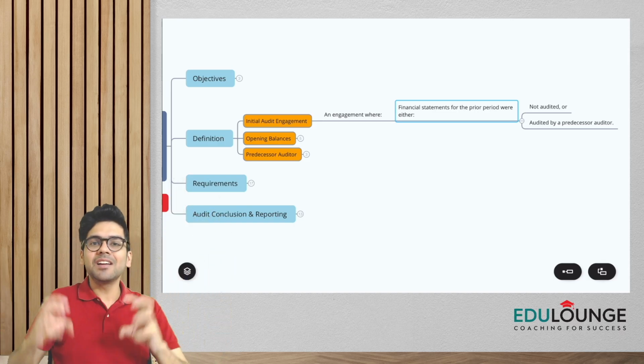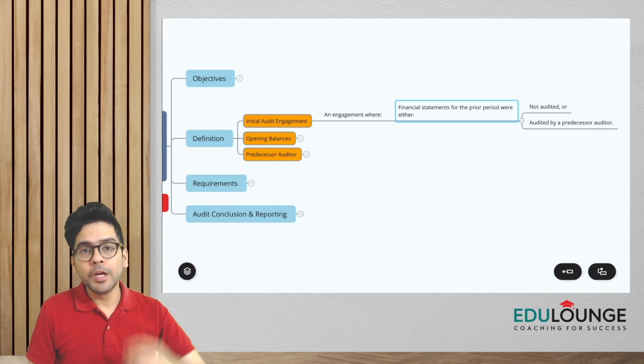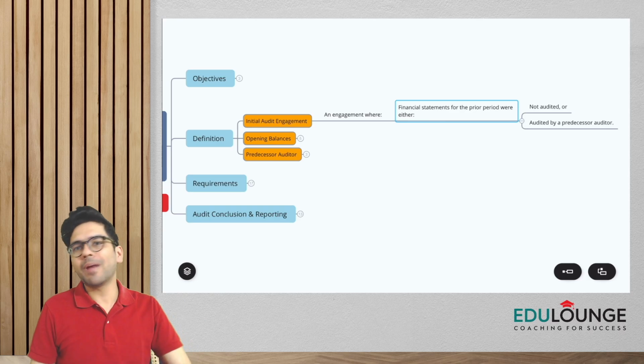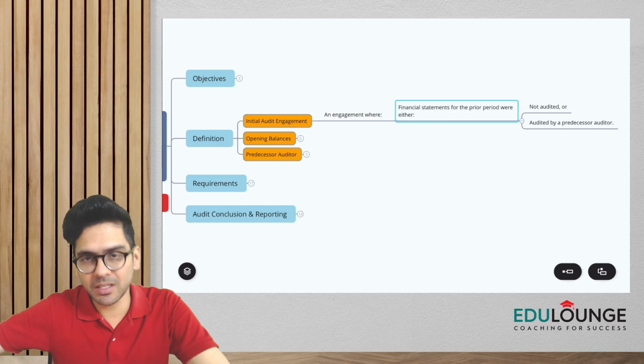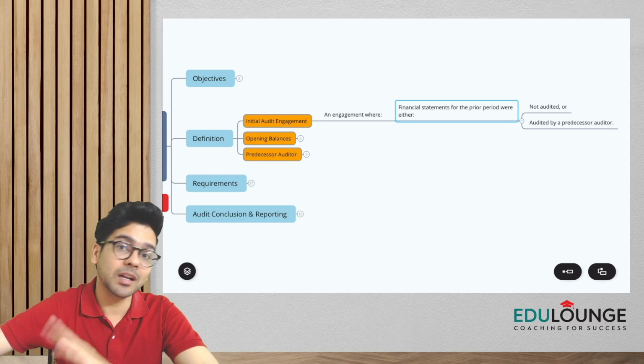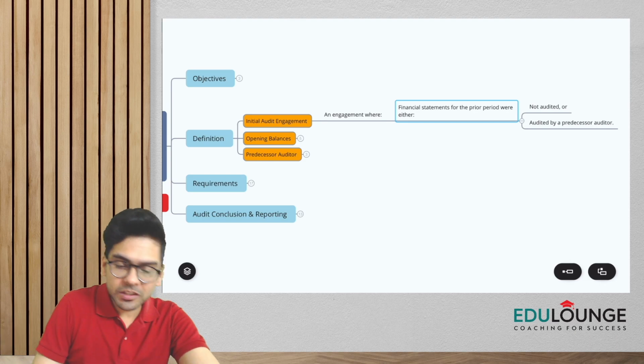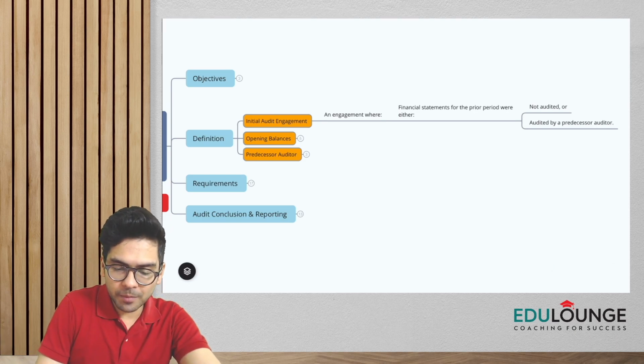So this standard tells us basically about the procedures that we have to perform to obtain evidence about opening balances: whether the opening balances contain misstatements, and whether the accounting policies with respect to opening balances are consistent. So this is what we have to learn here. All right. So what is opening balance? Very simple, guys.